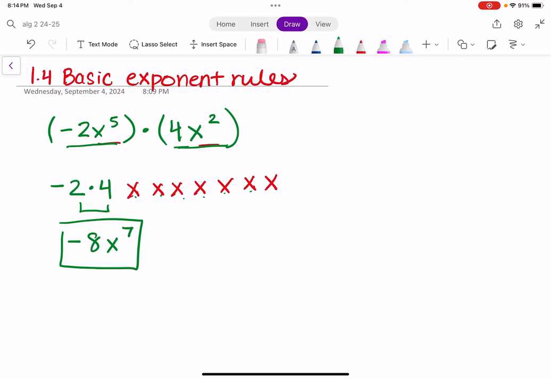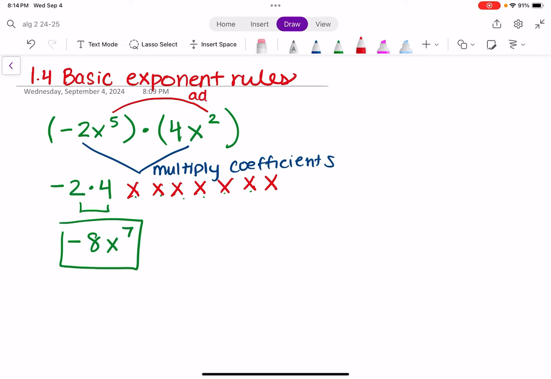Now, instead of writing everything out every single time, there is actually a shortcut, right? Which is we are going to multiply the coefficients, and we add the exponents. Right? So that makes sense with our answer, because negative 2 times 4 was negative 8. 5 plus 2 gave us the 7. So we multiply the coefficients and we add the exponents, okay?